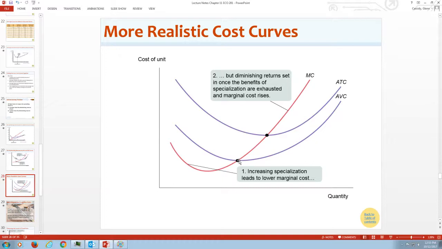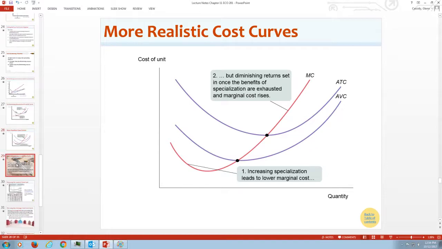And then that would imply that the marginal cost curve crosses average variable cost at the bottom. The examples that we saw with Selena, we didn't show it that way. But this might be a more realistic representation of what would happen in the real world.